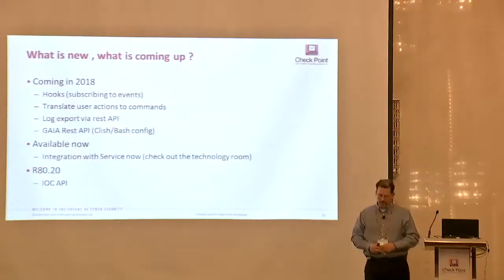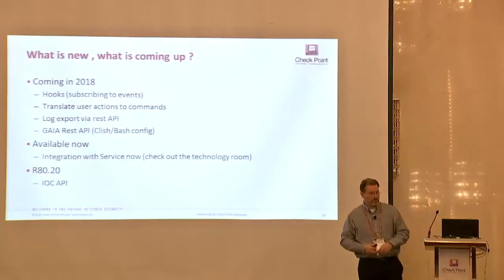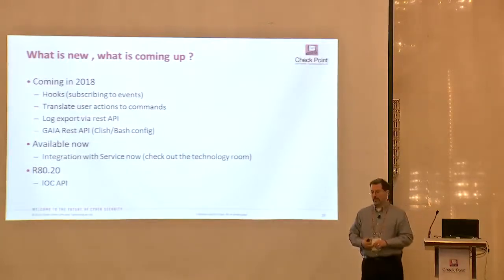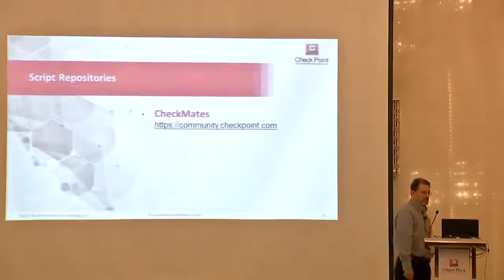Over there in the tech room, we have the ServiceNow integration with the APIs. And then in R80.20, we're also going to be adding IOCs, so we'll be able to bring in indicators of compromise as well. And that's new.